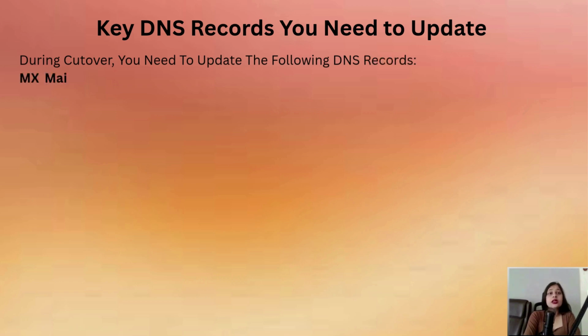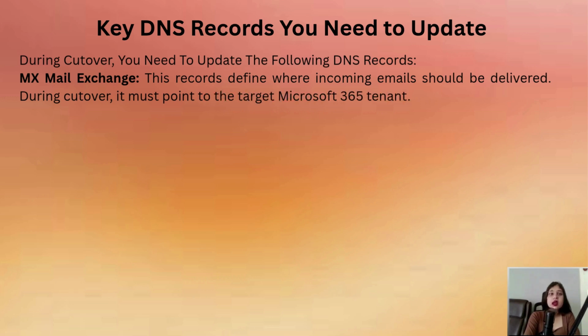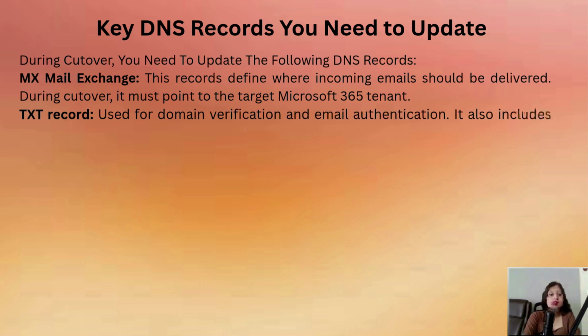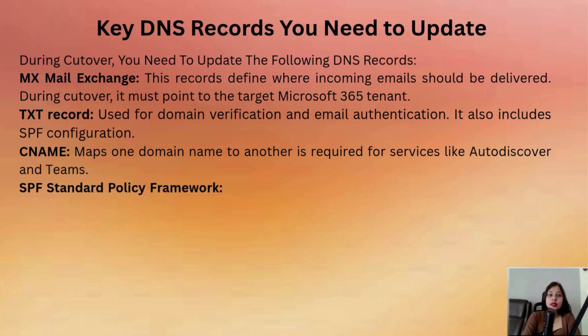MX, Mail Exchange. These records define where incoming emails should be delivered. During cutover, it must point to the target Microsoft 365 tenant. TXT record is used for domain verification and email authentication. It also includes SPF configuration. CNAME maps one domain name to another and is required for services like Autodiscover and Teams.